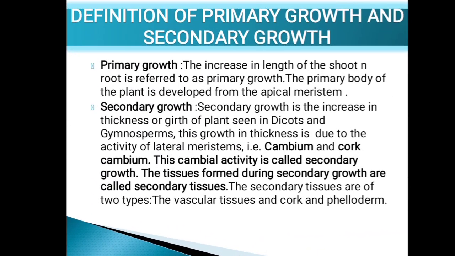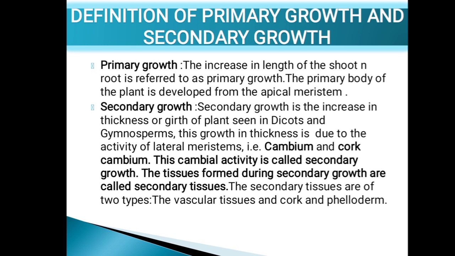Before going into detail, I would like to tell you the definition of primary growth and secondary growth. Let us study what primary growth is. Primary growth is nothing but the increase in length of the shoot and root. The primary body of the plant is developed from the apical meristems. Now let us see what secondary growth is.